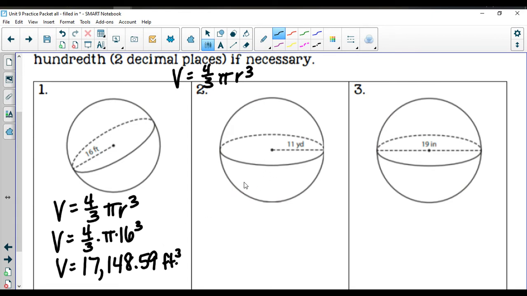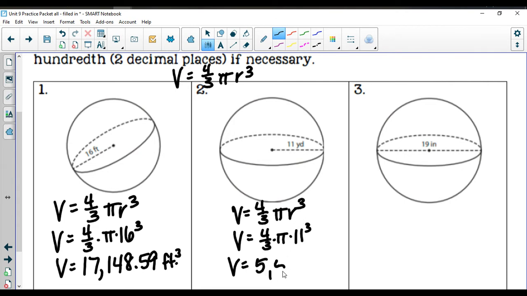For number 2, our radius here is 11. So we have volume is equal to 4/3 pi r cubed. So volume is 4/3 times pi times 11 cubed. So 4/3 times 3.14 times 11 to the third power is going to give me 5,572.45 square or cubic yards.